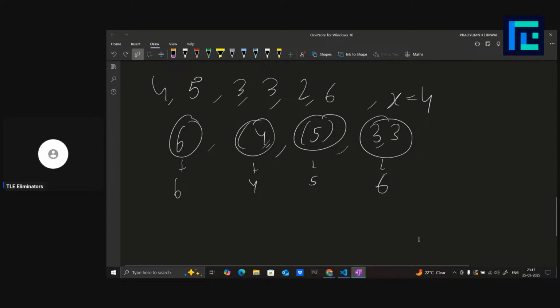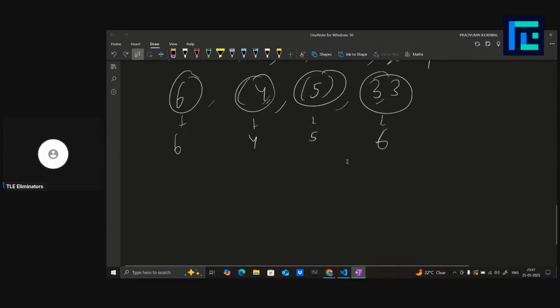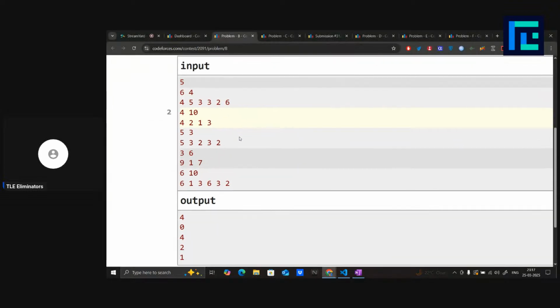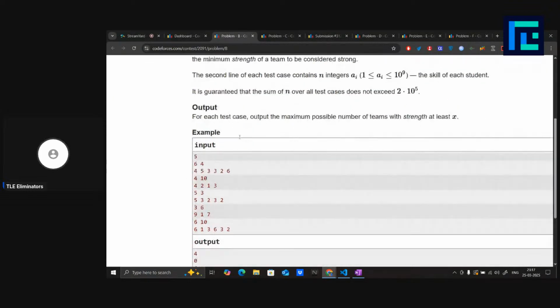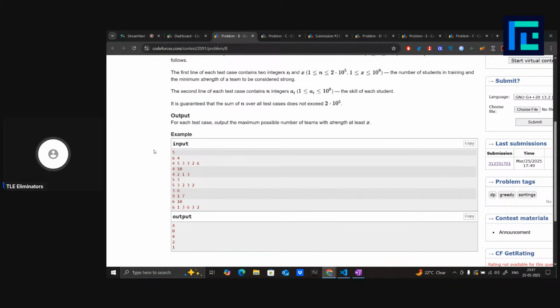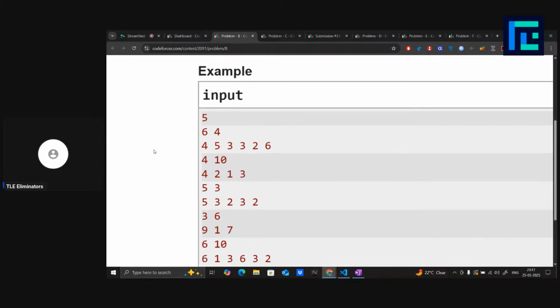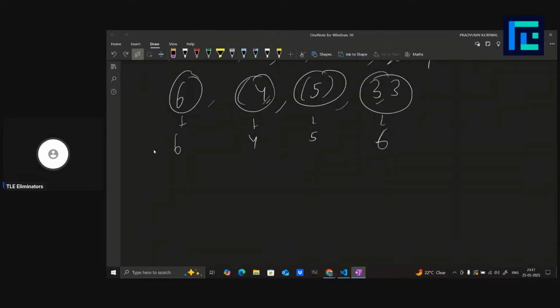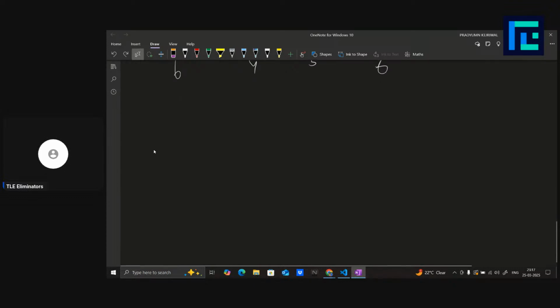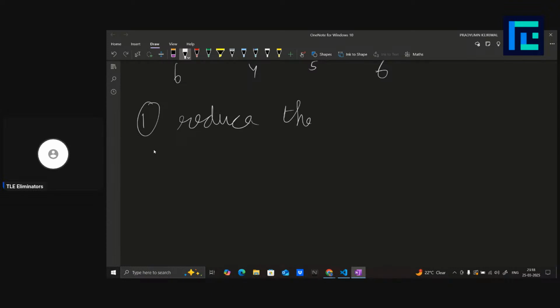First of all, one thing that I would tell you is that we want to maximize the number of teams, right? We want the maximum number of teams. So we will try that in one team, there are fewer students. We'll try to reduce the number of members per team, because we want to ensure that there are more teams. So we'll try to first reduce the size of the team. But that means that we would have to increase the skill, right?